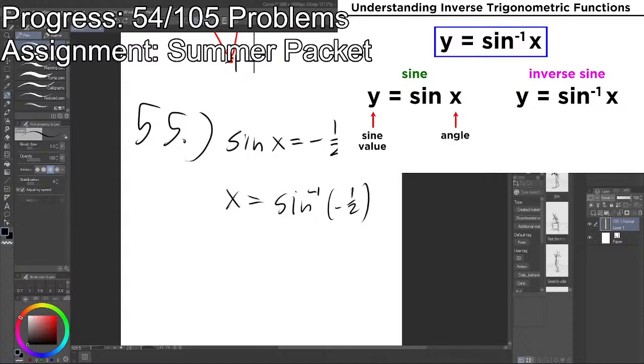And rather than sine x, where you plug in an angle and get a sine value, for inverse sine x, you plug in a valid sine value, and it gives you the angle that generates it.